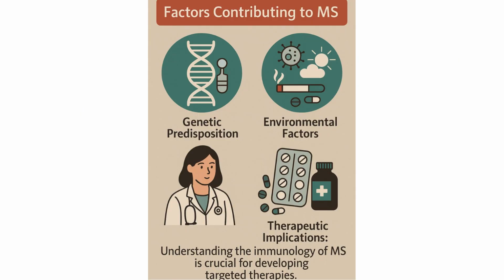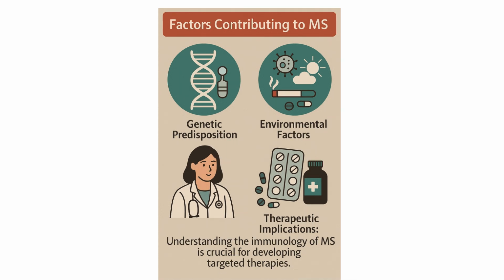Factors contributing to MS. Genetic predisposition. Certain genes, particularly those in the human leukocyte antigen, HLA, region, increase susceptibility to MS. Environmental factors. Environmental factors like viral infections, e.g., Epstein-Barr virus, vitamin D deficiency, and smoking are also implicated in MS development. Therapeutic implications. Understanding the immunology of MS is crucial for developing targeted therapies. Current treatments aim to modulate the immune response, reduce inflammation, and protect myelin.